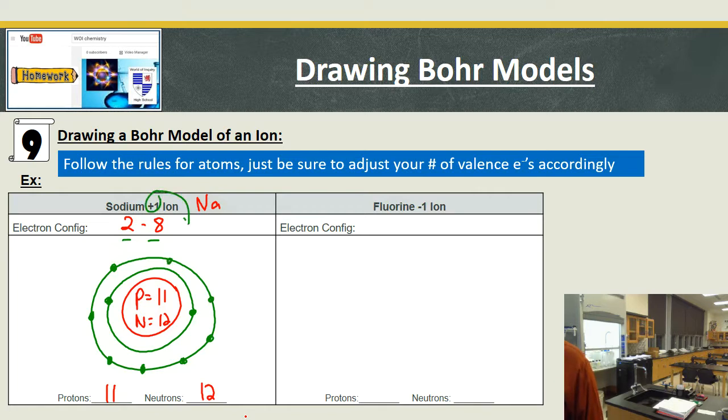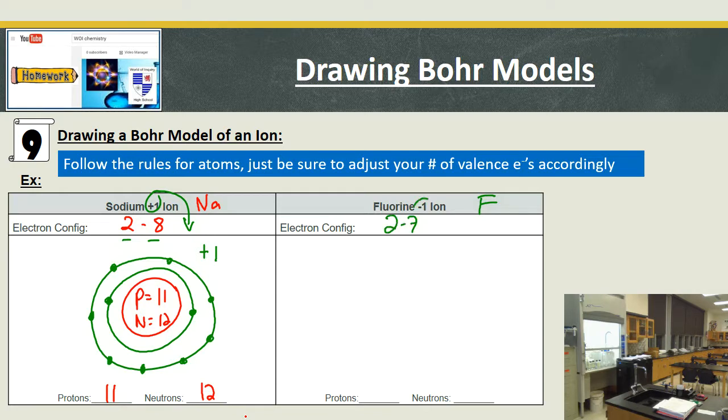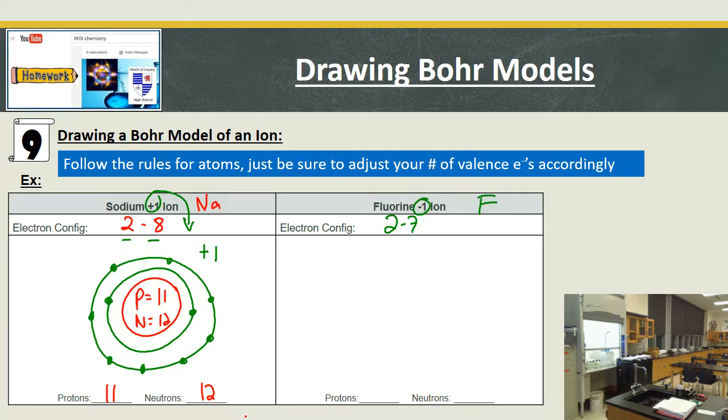And then I want to bring that charge down to put a +1 in the corner. I always want to have a charge when I have an ion. Okay. Same thing with fluorine. Remember, it's F. It was 2, 7. Well, -1 ions now means electrons are winning the game. So hence I gained an electron. So this is going to become 2, 8.